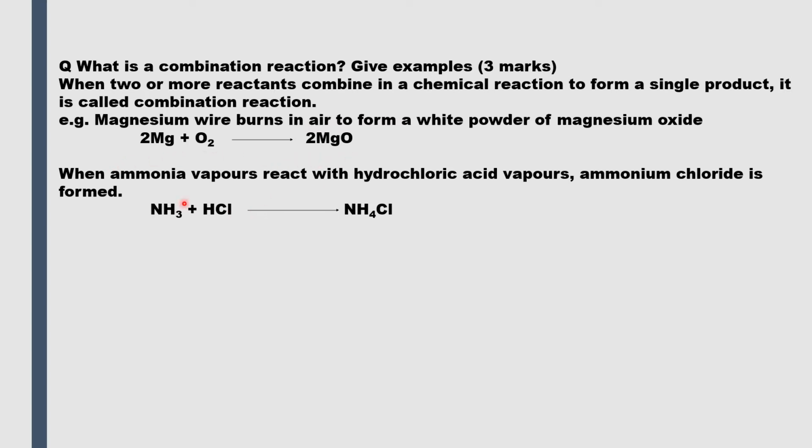Another reaction: when ammonia vapors, that is NH3, react with hydrochloric acid vapors, that is plus HCl, then ammonium chloride is formed. So formula of ammonium chloride is NH4Cl. This reaction is already balanced. So definition 2 marks, explanation of the chemical reaction along with balanced chemical reaction will carry 1 mark.